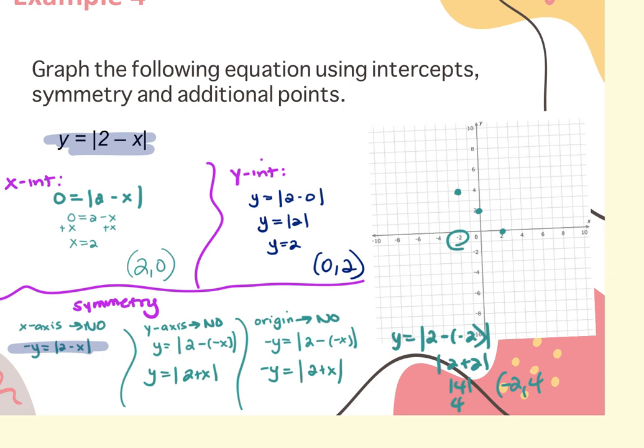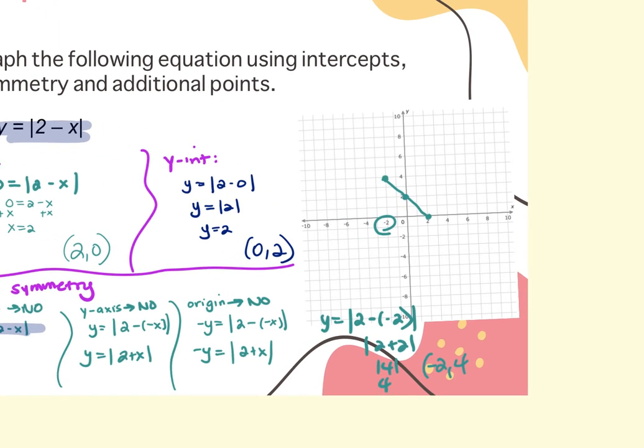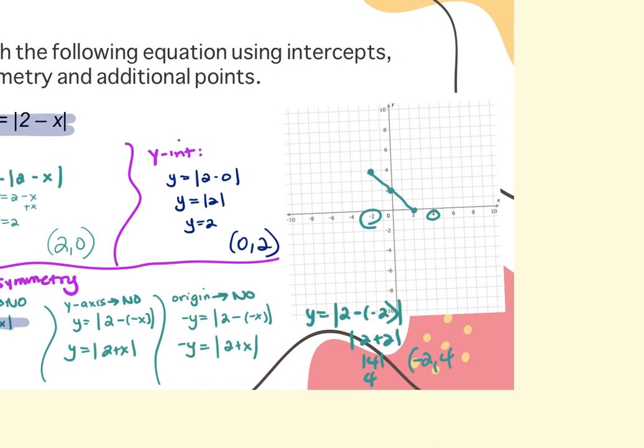So I'm going to go to the right. Well, actually, I don't know what the end is happening yet. So far, I know this. I'm going to plug in something like 4. Absolute value of 2 minus 4 is the absolute value of -2, which is 2. (4, 2). And that's where my graph starts to come back up again.